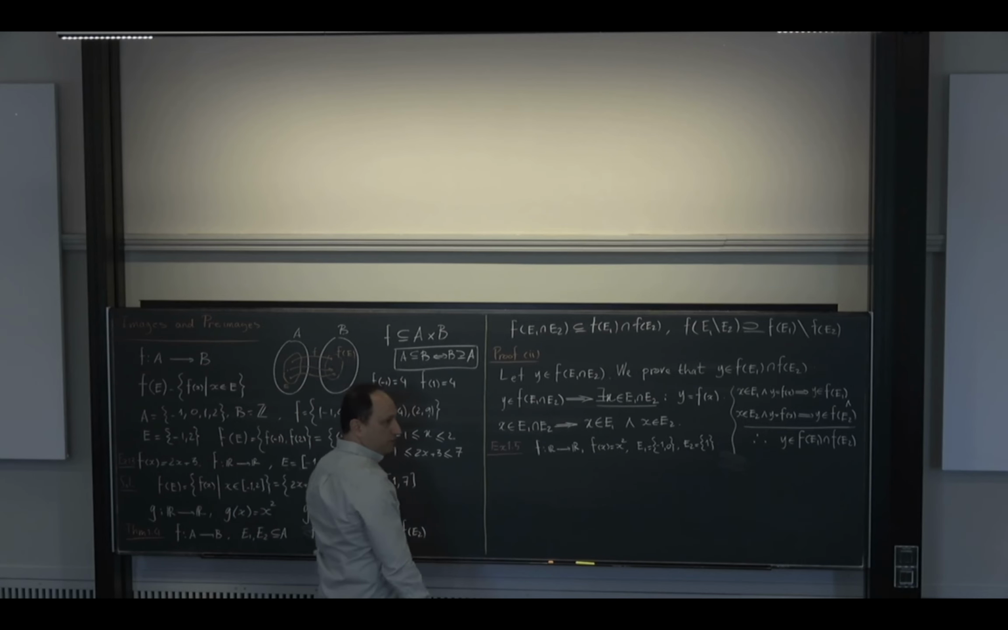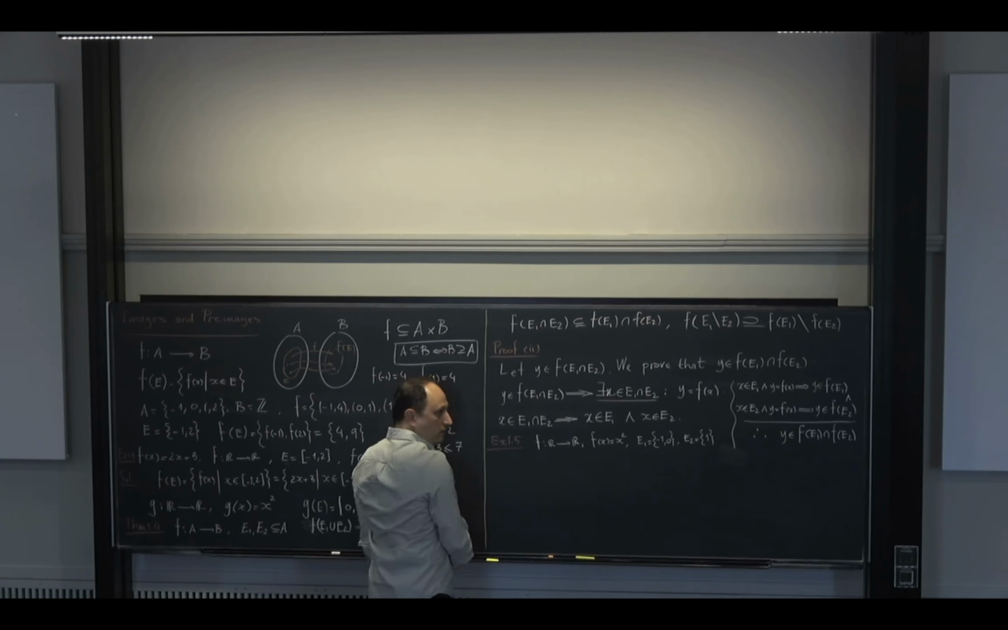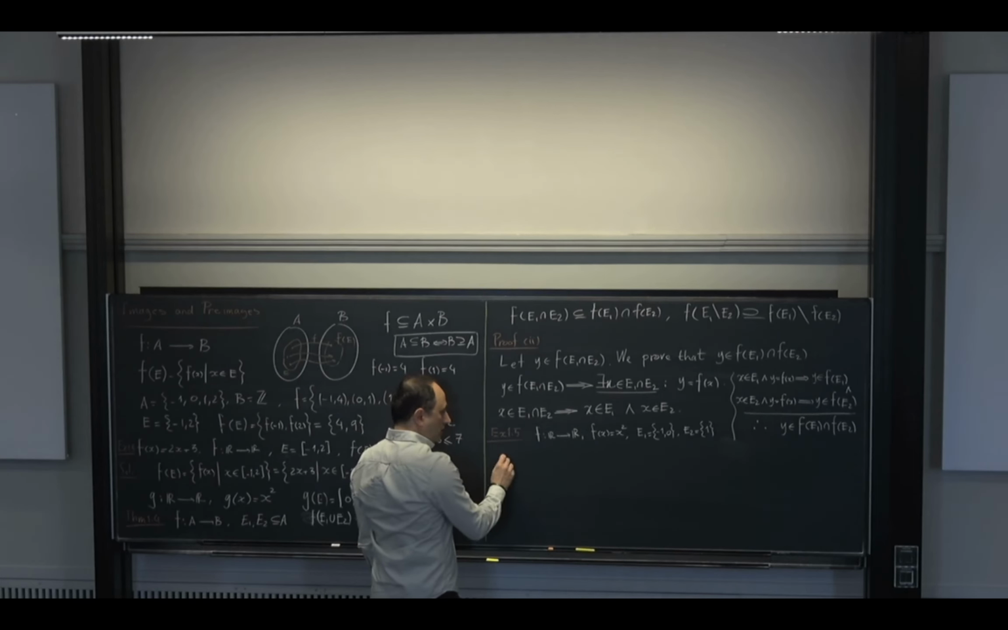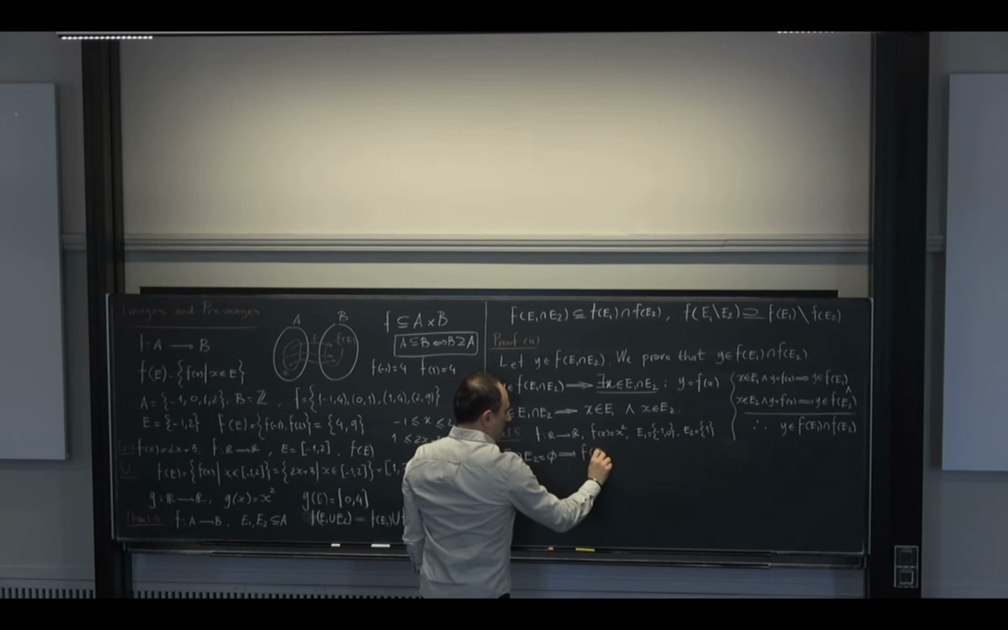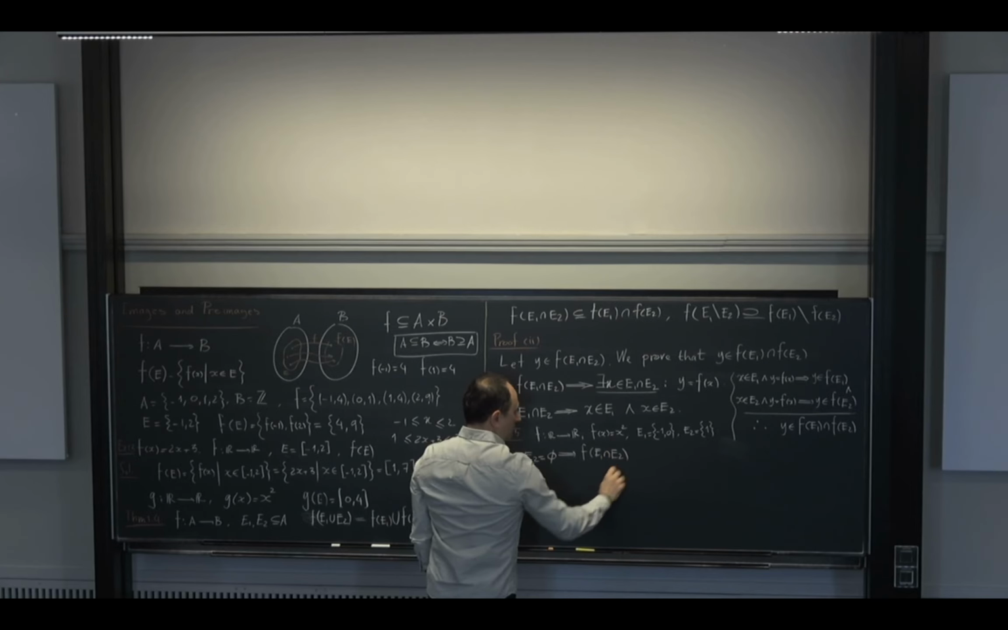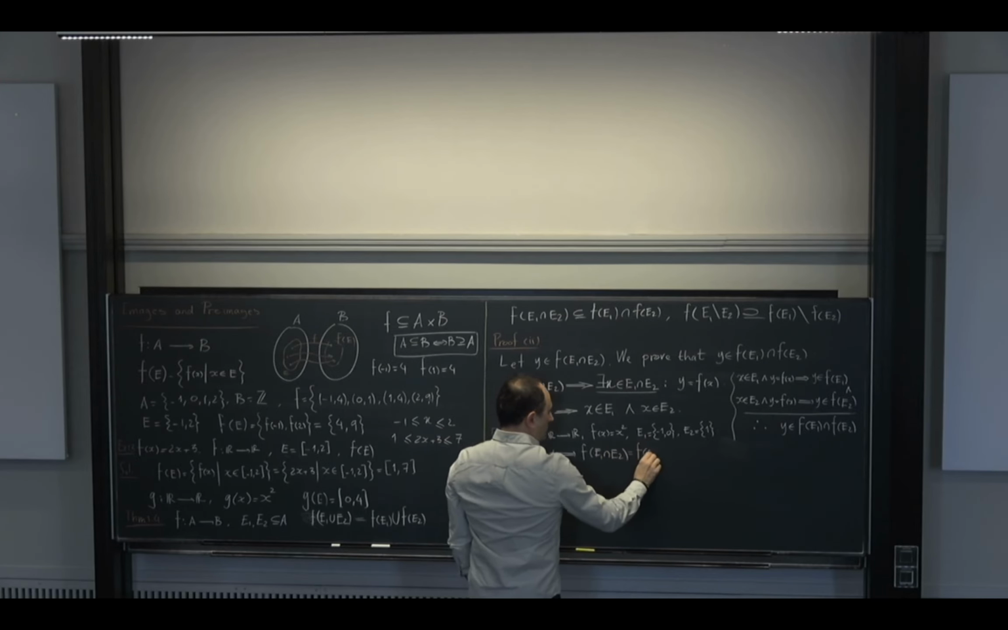Okay, do you agree that this works? Let us check. Well, how should I check? E1 intersect E2. What is that? Empty. So this means that f of E1 intersect E2 becomes f of empty. But what is f of empty?